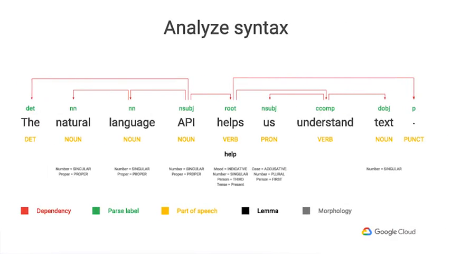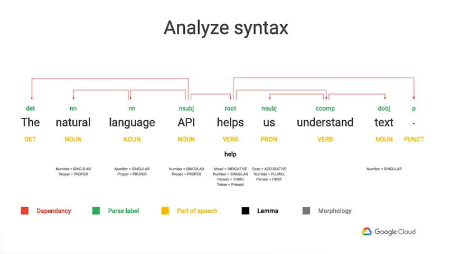I've created a visualization to show you what the JSON response from the API looks like. First, it gives you back what's called a dependency parse tree. And this tells you how the different words in the sentence relate to each other, which words depend on other words. Then we get back the parse label, which tells us the role of each word in the sentence. So for example, helps is the root verb, and API is the nominal subject.